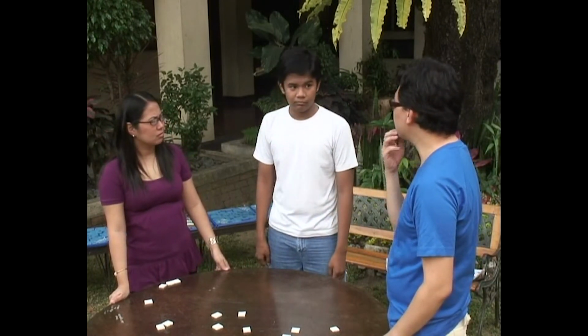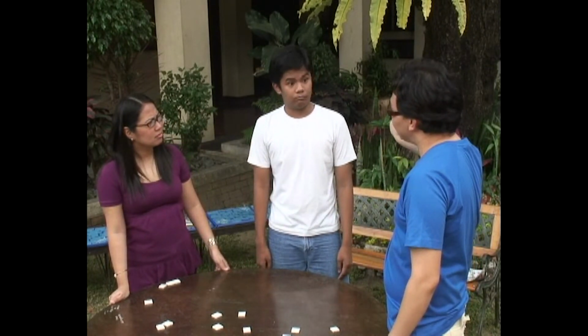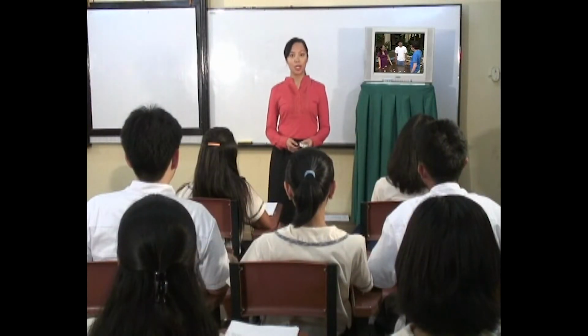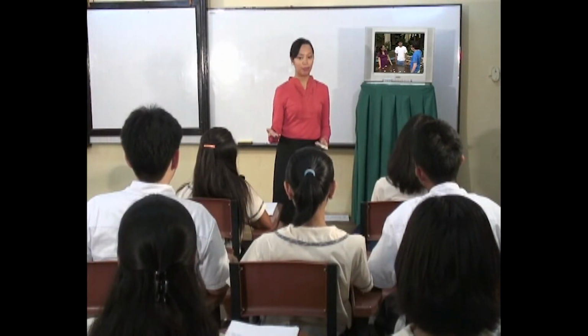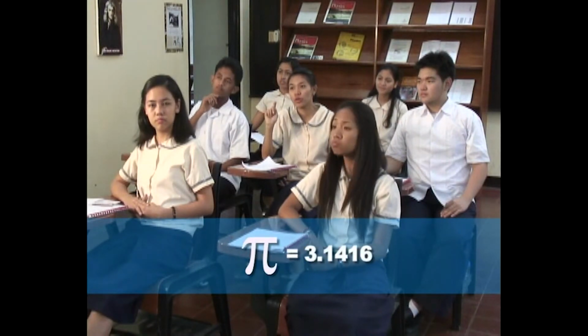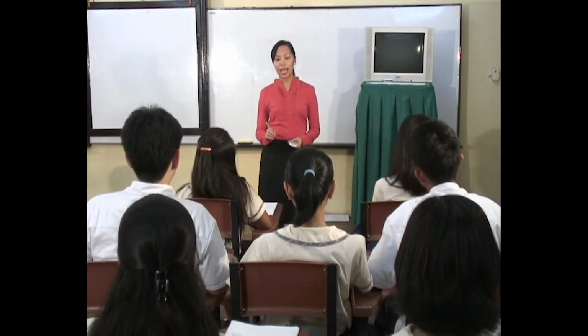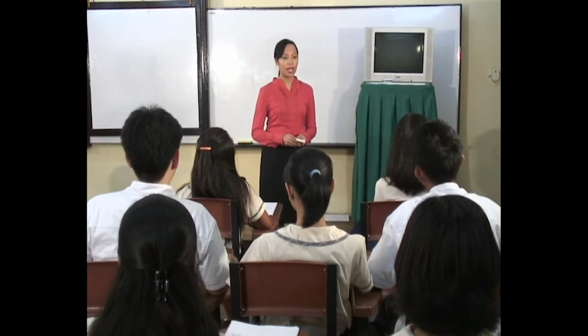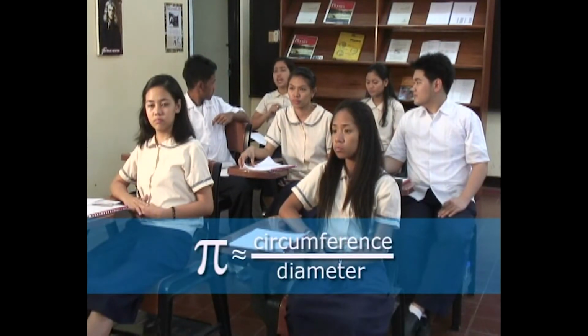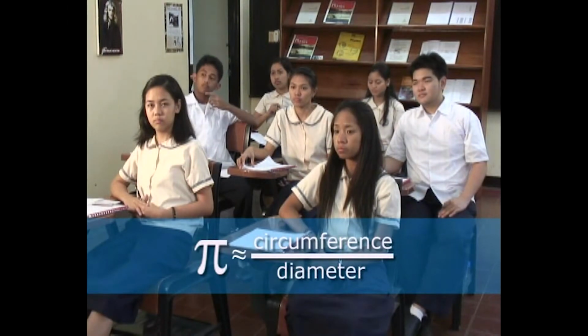Oh, and Paolo? What's pi? What is pi anyway? It's a constant which is approximately 3.1416. Yes, it is. But how do we get 3.1416? Ma'am, if I remember right, it's the ratio between the circle's circumference and its diameter. Is it really? Let's find out, shall we?